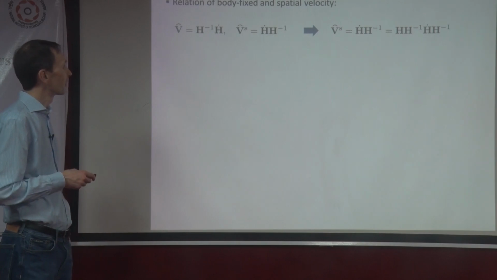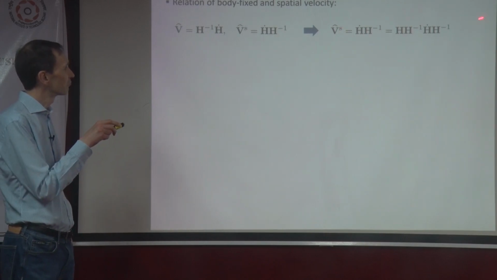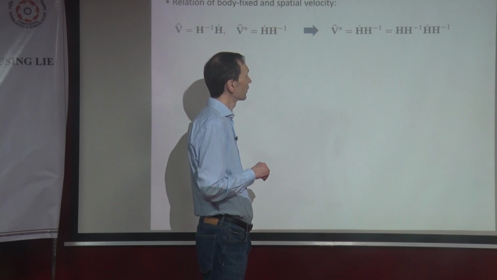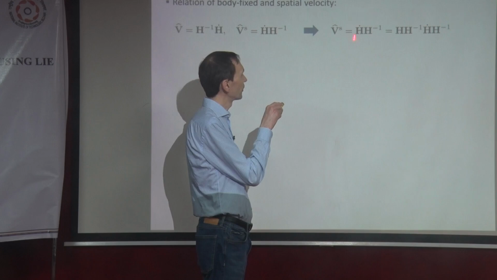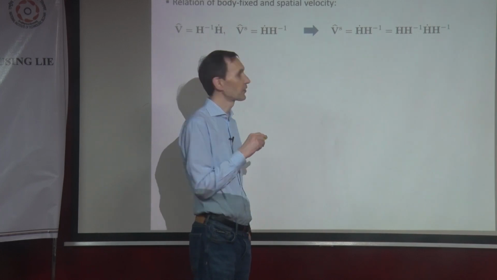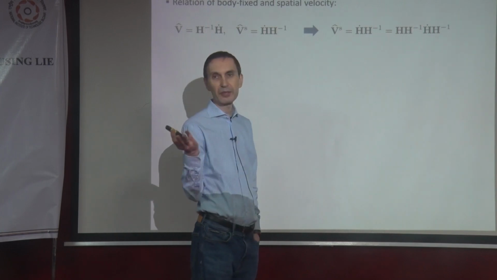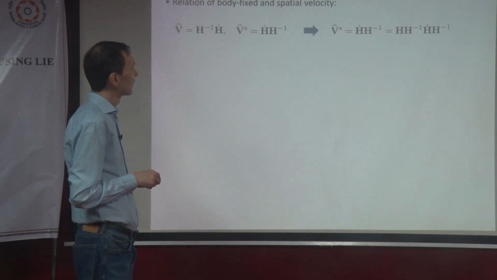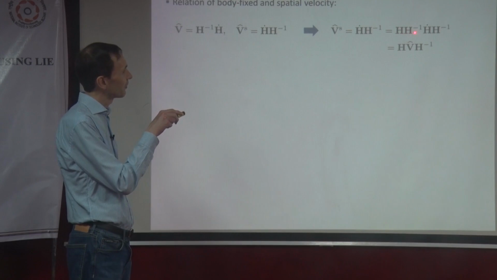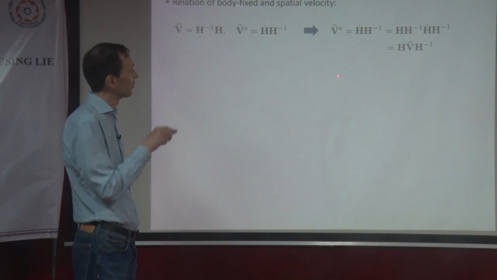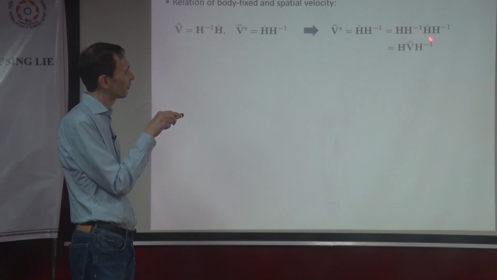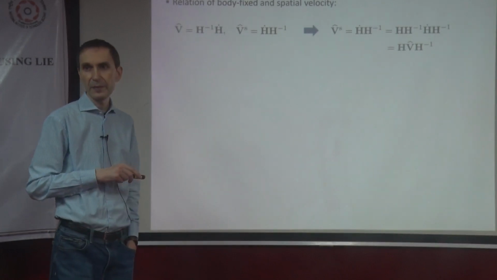Well, it's very simple. You just multiply. For example, on the left-hand side, you introduce an identity matrix, in the sense that H times H inverse is the identity matrix, so I don't make a mistake by doing this. But what you see is that in the middle, you get the definition of the body fixed twist. So the space fixed twist is related to the body fixed twist by left and right multiplication with H and H inverse.